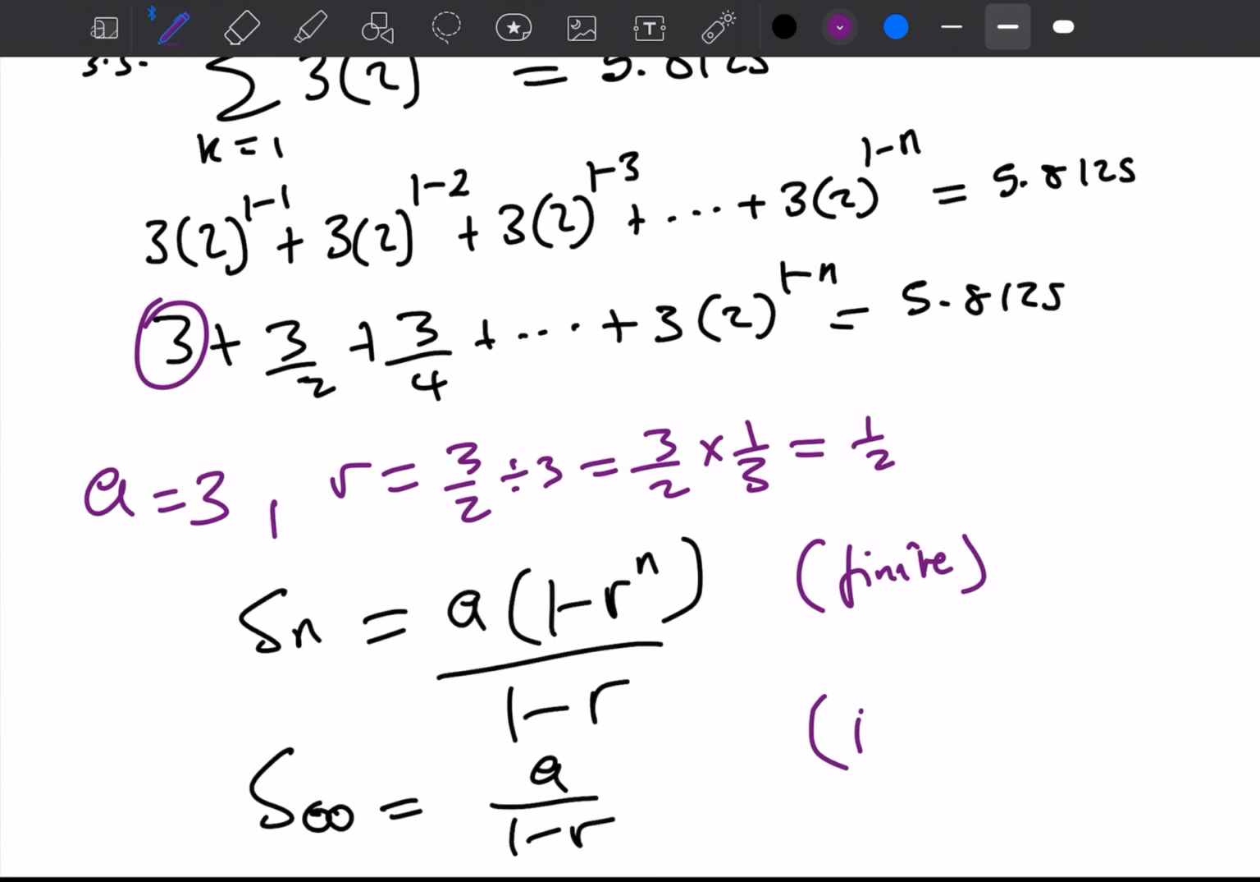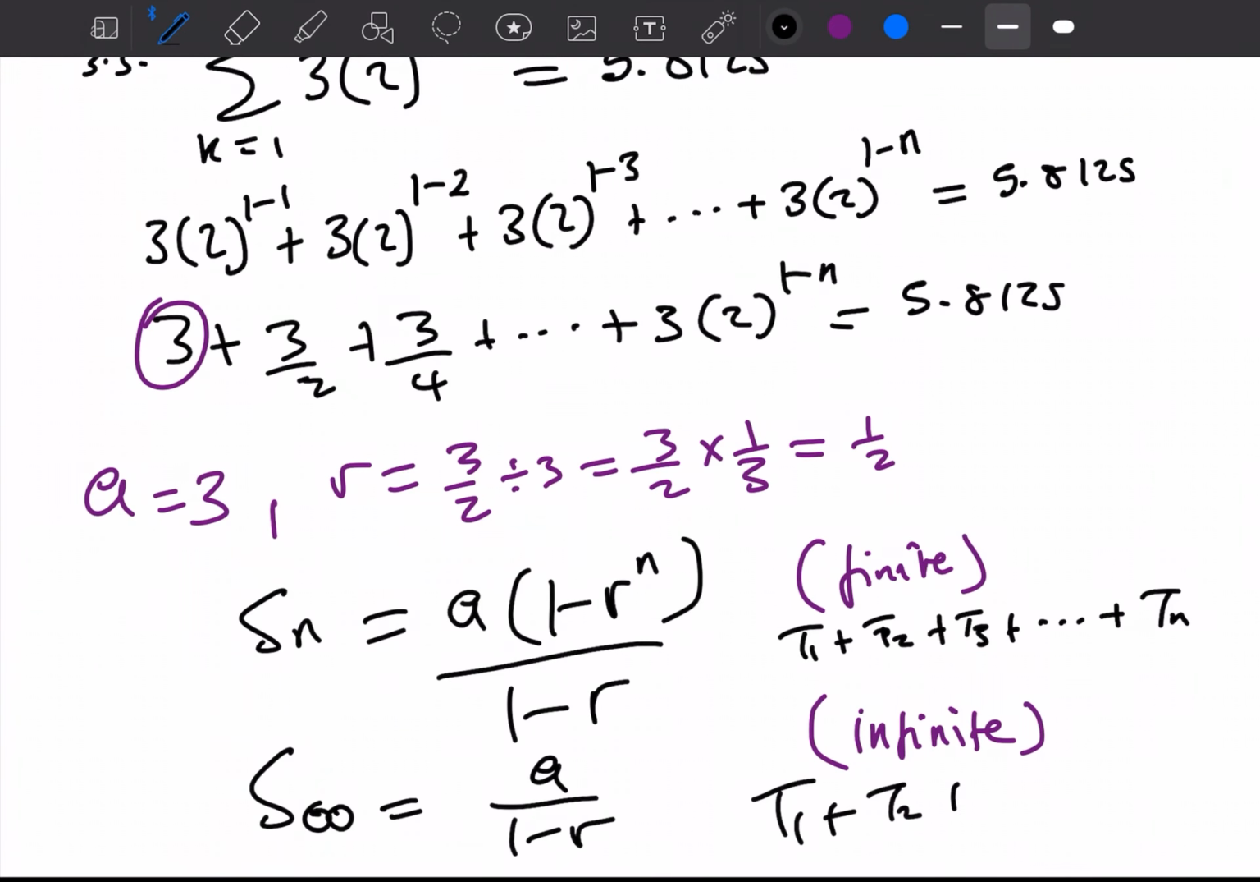This is a formula of a geometric series which is infinite, right? That's what we call sum to infinite. Geometric series of a finite is this, a geometric of an infinite is this. How does a finite series look like? A finite series looks like this: t1 plus t2 plus t3 all the way to tn. An infinite series will look like this: t1 plus t2 plus t3 all the way into infinite.